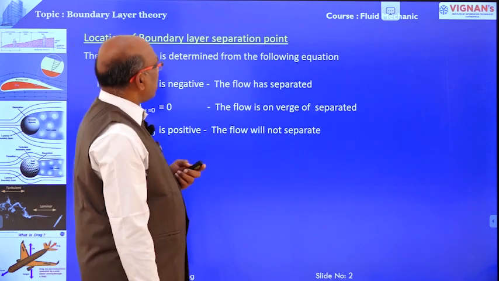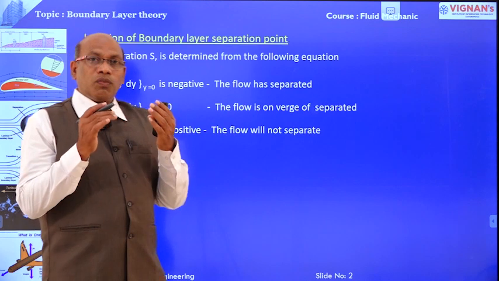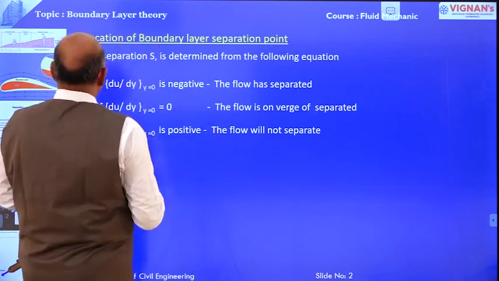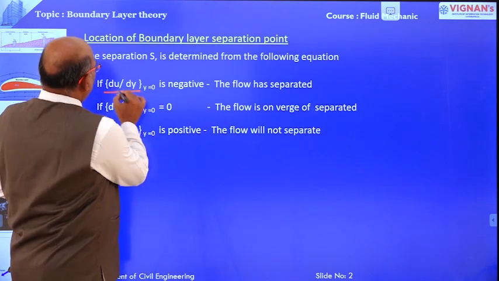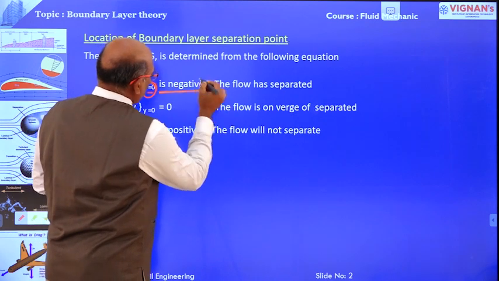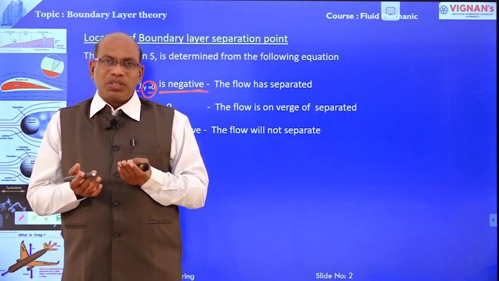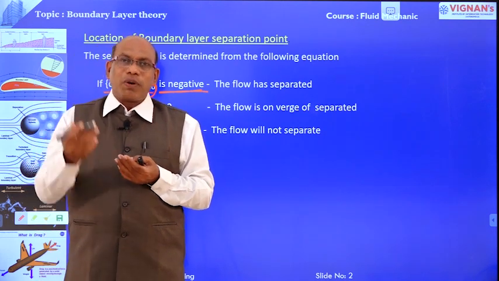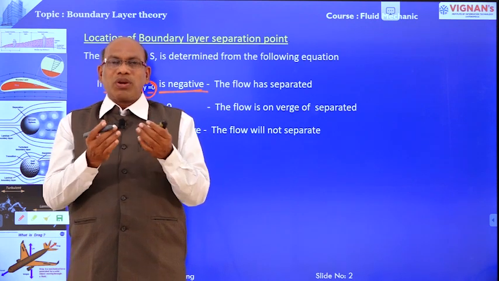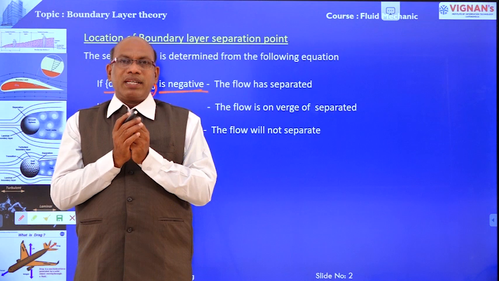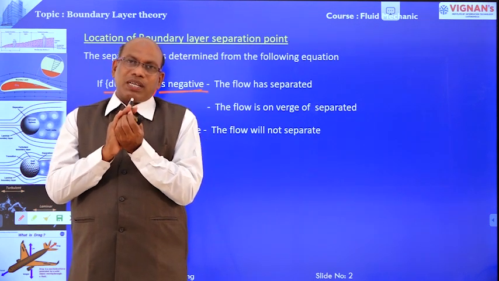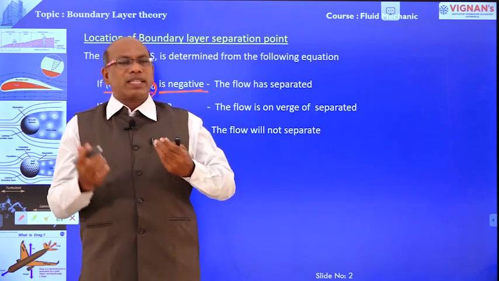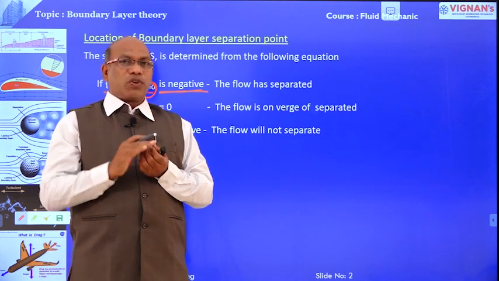The boundary layer separation is determined from these equations. How is the boundary layer separated, or not separated, or ready to separate? If du by dy at y equal to 0 is negative, what is happening? Velocity gradient is negative. That means the pressure gradient is positive. Once the pressure gradient is positive, pressure gradually increases. What is happening? Break at that point, because if we take a balloon filled with air and stress it with high pressure, automatically it will collapse. The pressure increases, automatically that balloon collapses. Like that, here also the boundary layer separates from the surface of the boundary.